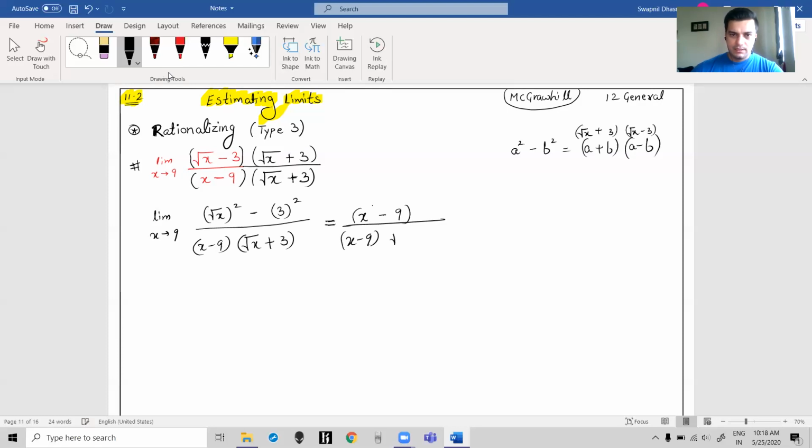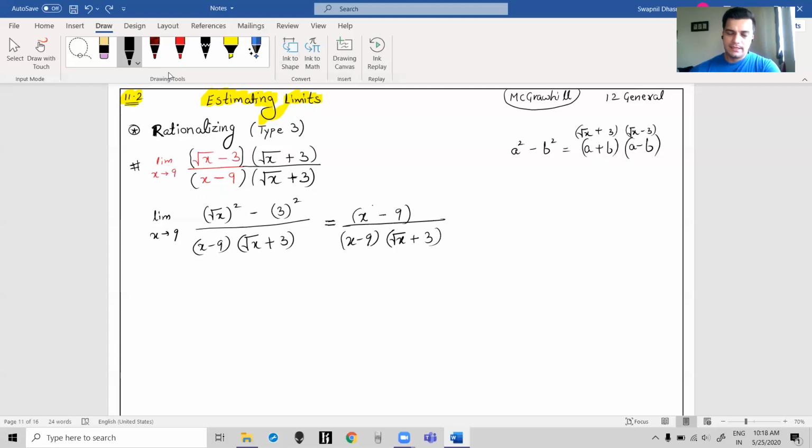Now, why do we do that? Because if initially you put the value of x as 9 into the function, you will get 0 by 0 form, as we discussed in the previous videos. So that means you need to simplify. So to simplify, we are doing this.